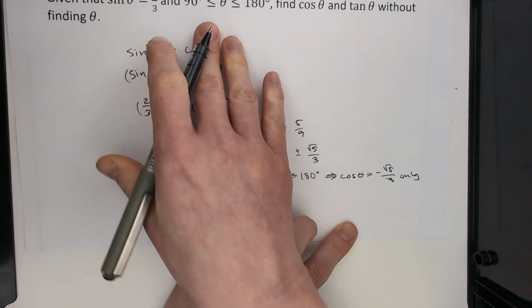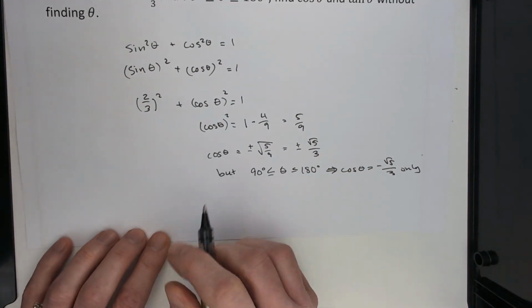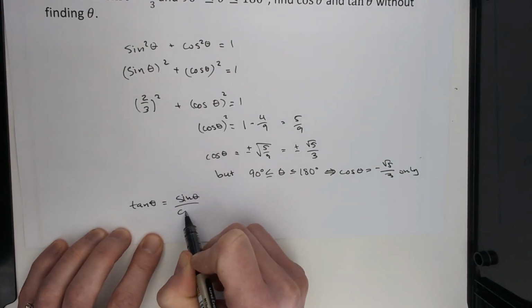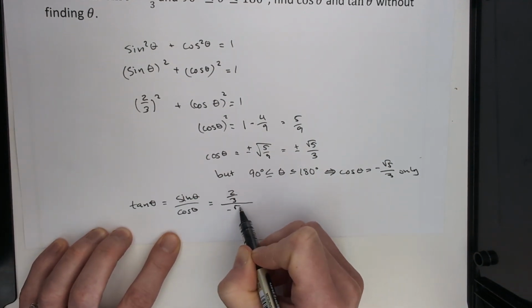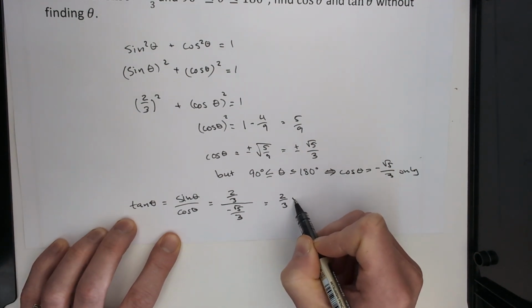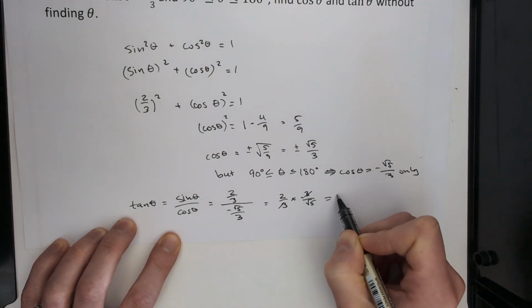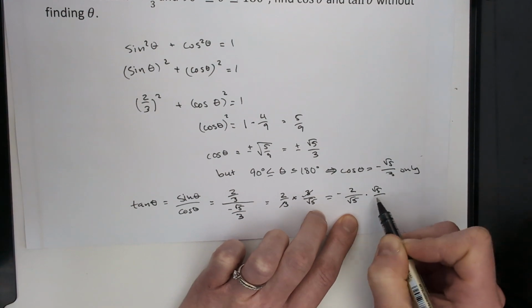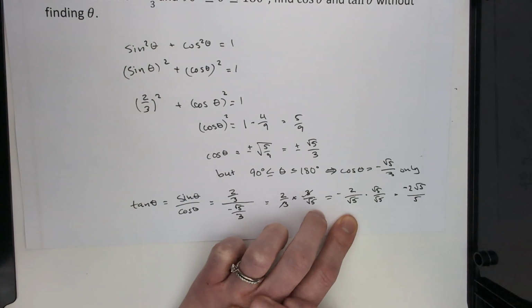If we'd have a different domain, then maybe we could include those. Okay. And then tangent of theta is going to be sine of theta over cosine of theta. So 2/3 over negative the square root of 5 over 3. Dividing fractions is multiplying by the reciprocal. So negative 2. Don't leave the radical in the denominator, but multiply by the special 1. And there you have tangent.